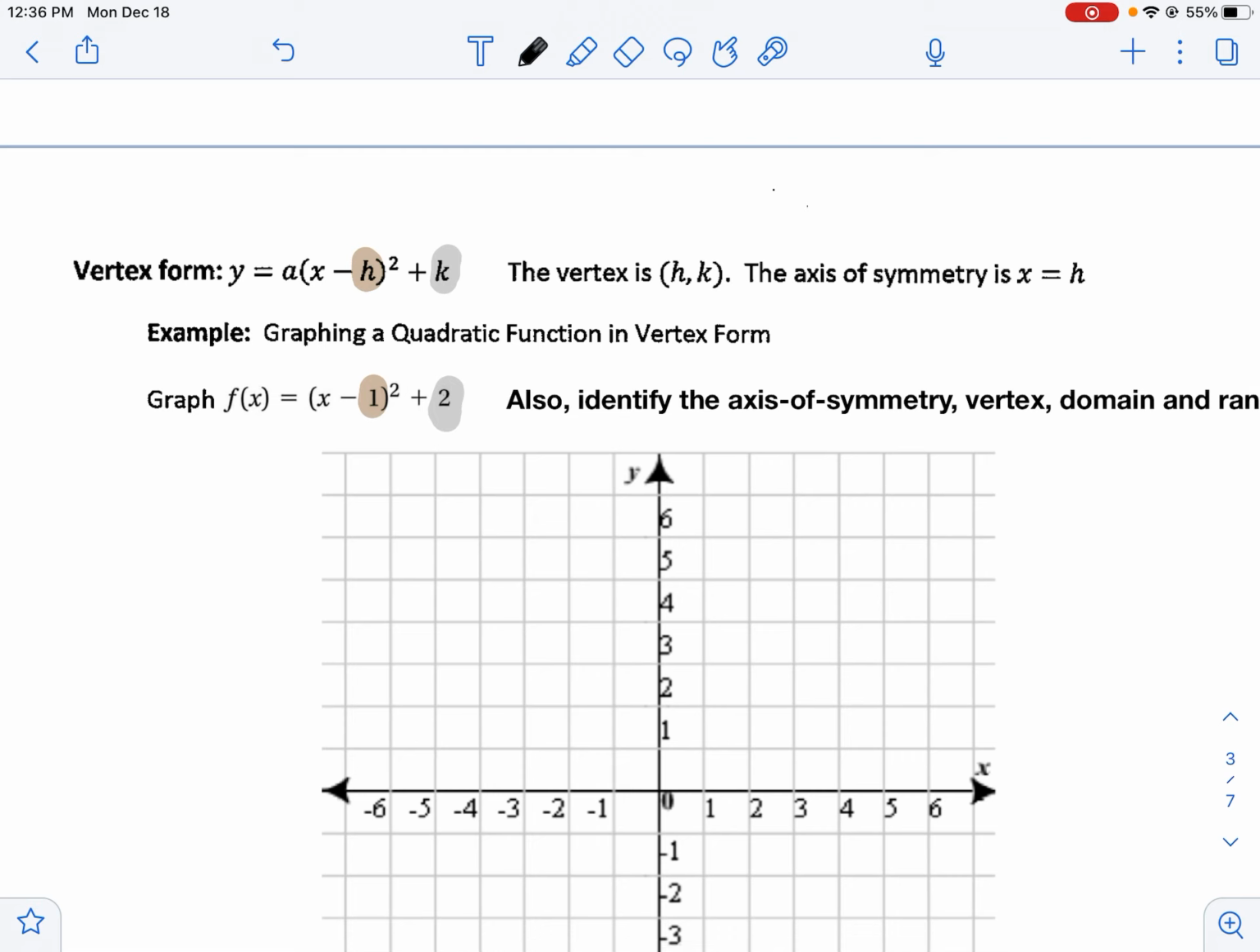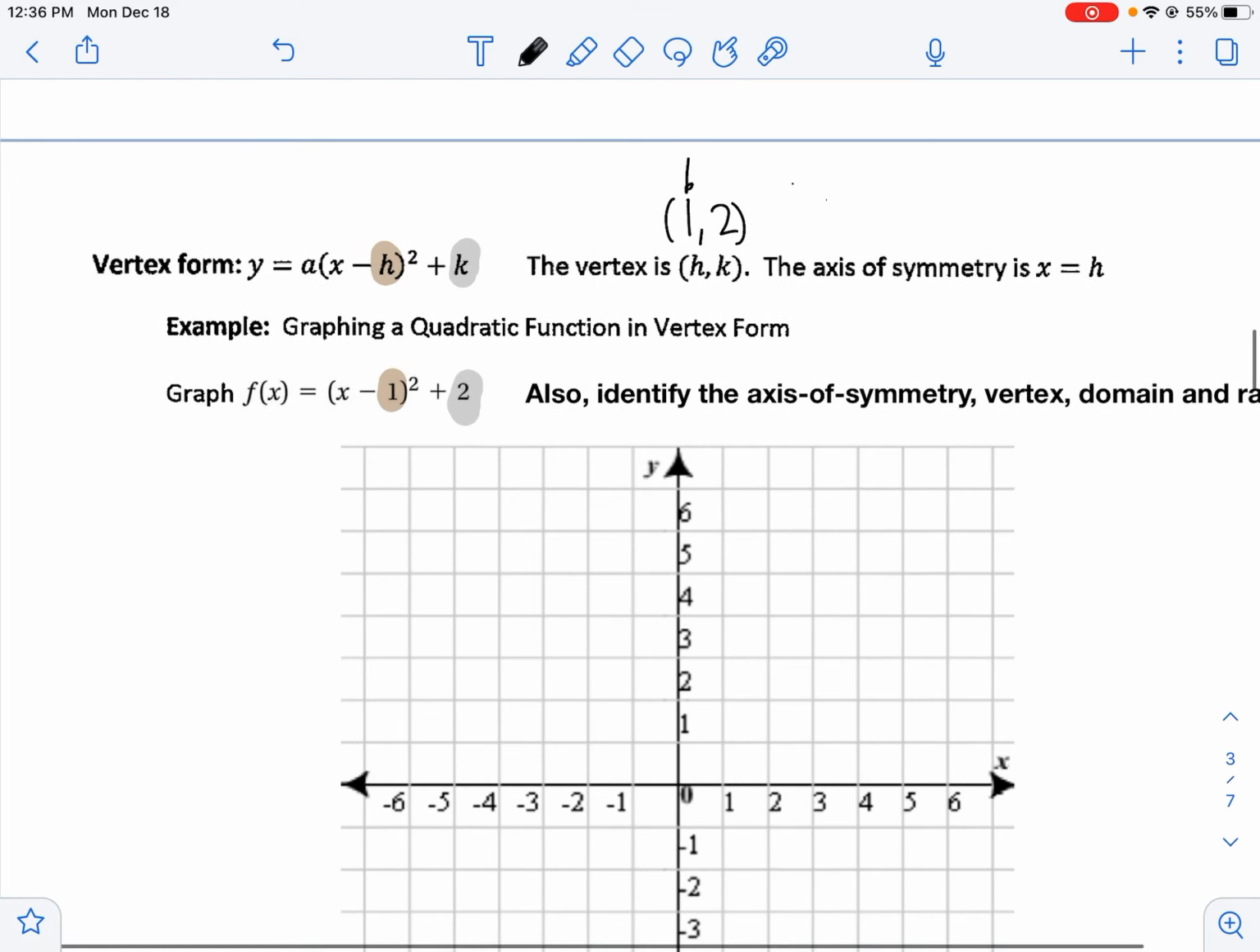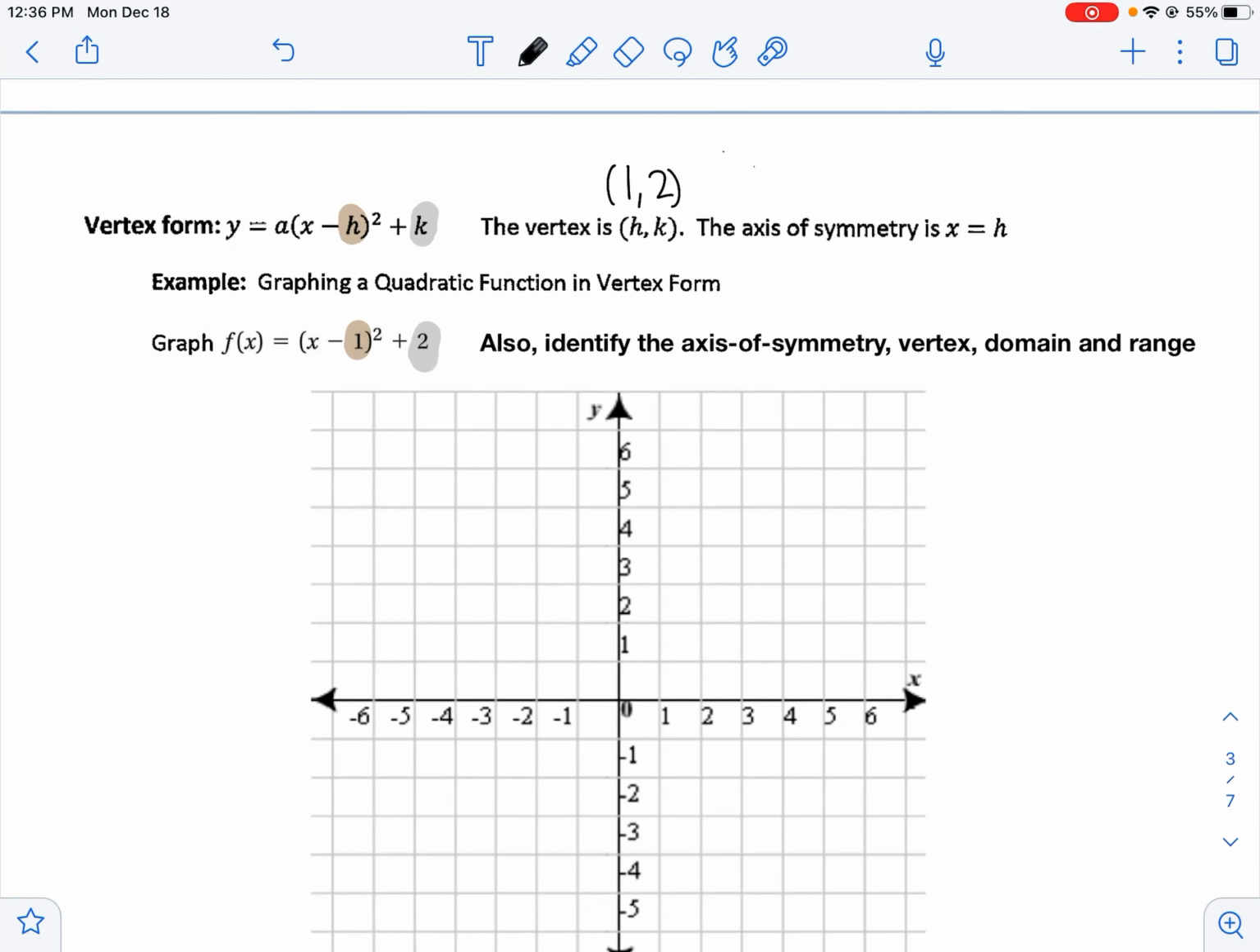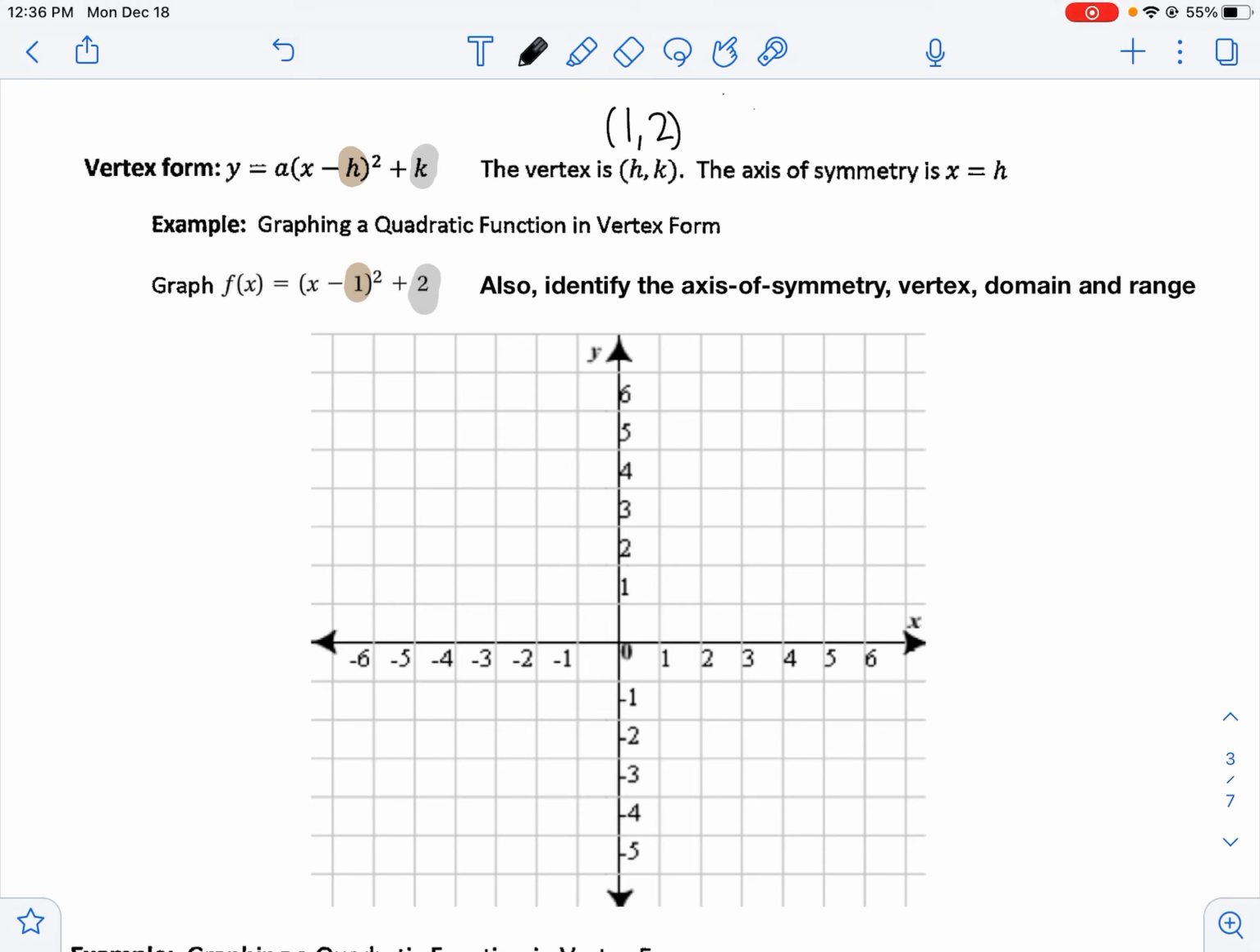What is our vertex? Our vertex on this one's going to be (1, 2), h, k. You're subtracting a positive 1 here, right? If you're adding, it would be a negative. But that's going to be 1. k is going to be 2. (1, 2). You see that? Okay, so we already know our vertex. Our vertex is at (1, 2).